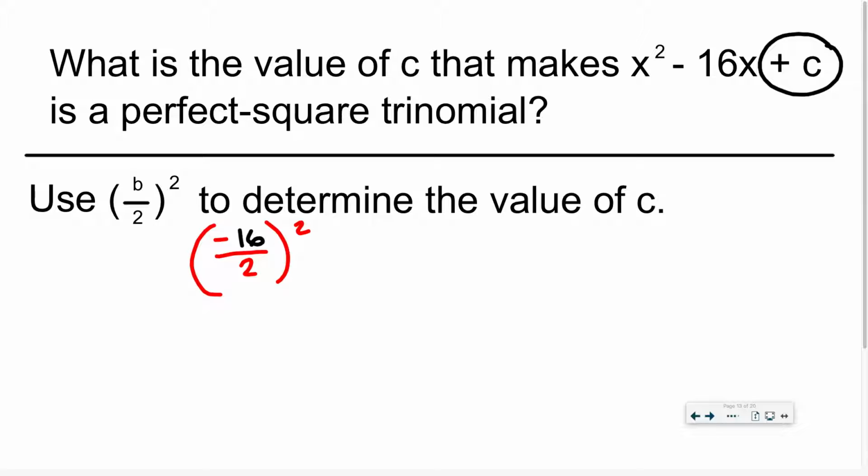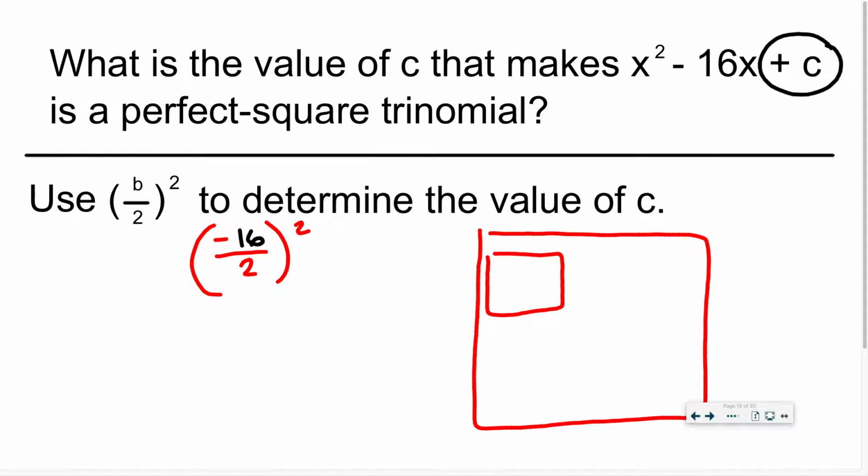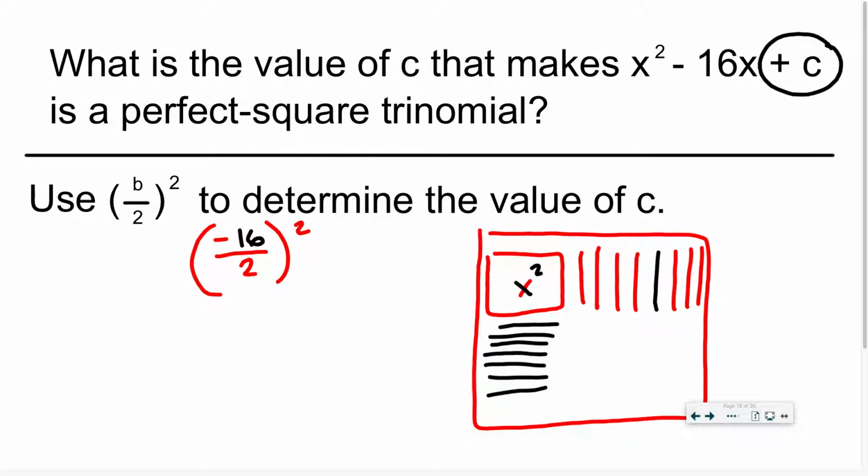So let's take a look at what this would look like visually. X squared would look like that. If I wanted to make this a square, I have my x squared here. How would I have to divvy up the 16x? There would be 8 up here. 1, 2, 3, 4, 5, 6, 7, 8. And then 8 over here. 4, 5, 6, 7, 8. Which is why in the formula you're taking the negative 16 and dividing it by 2. And then how would I actually figure out what's in there?